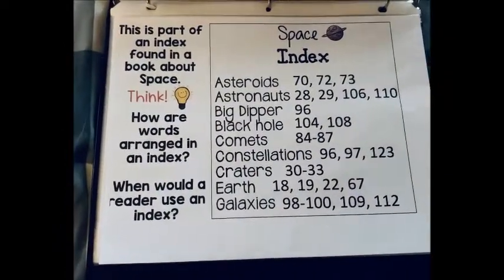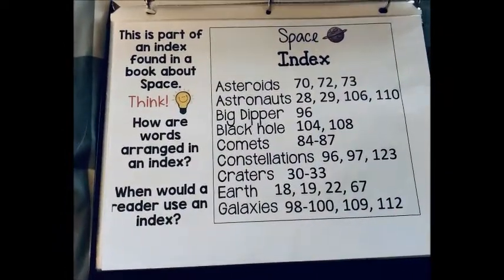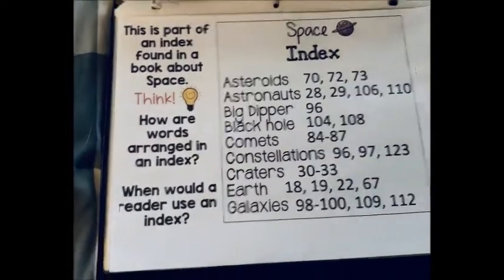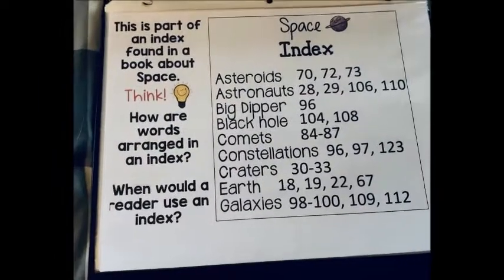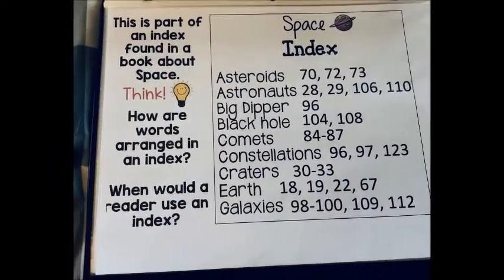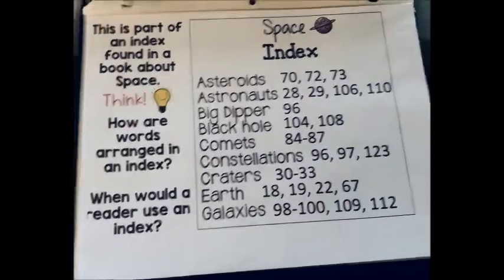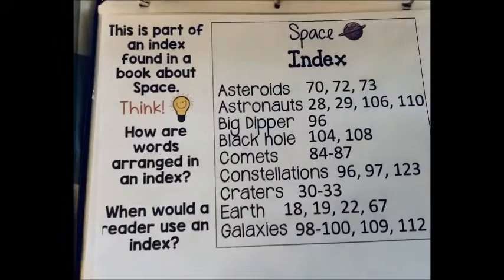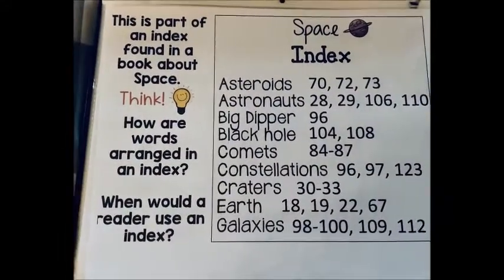So let's say that you're doing a research project about comets, and you got a book from the library called Space. You don't need to read all of this stuff. You just want to find out about the comets. So you could look in the index and figure out what pages it would be on. Pages 84 to 87 would be the pages you would want to look at about comets.